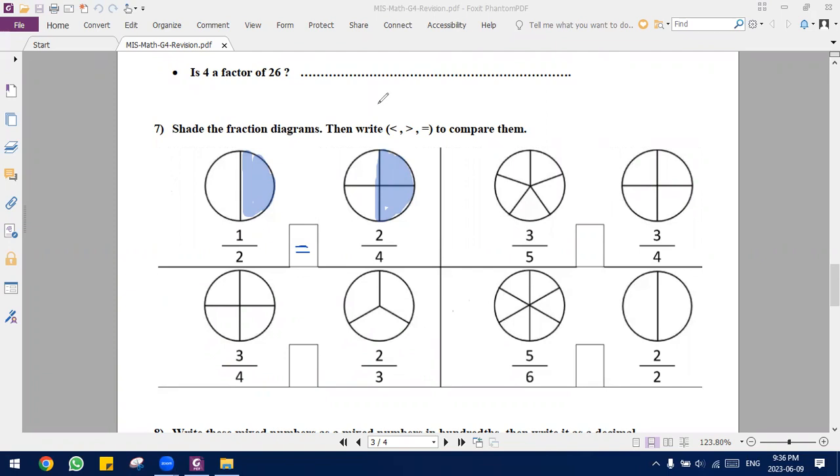Now, next one, 3 out of 5. I need to shade 3 parts out of 5. So these are the 3 parts here. 3 parts out of 4.